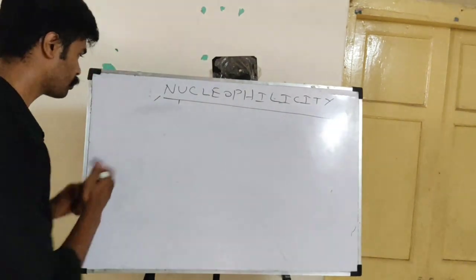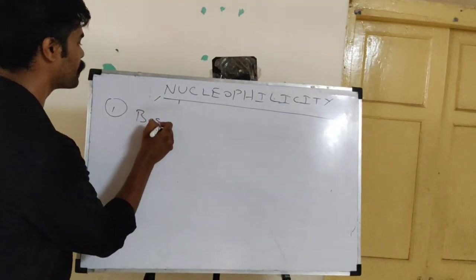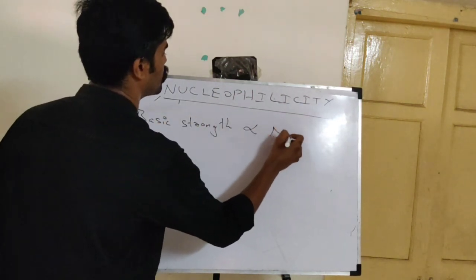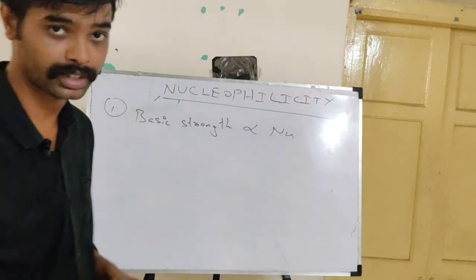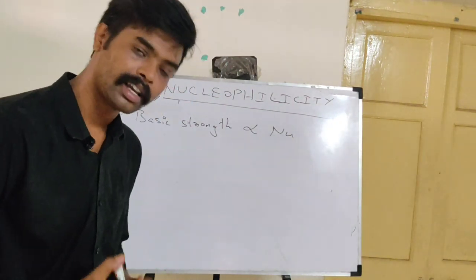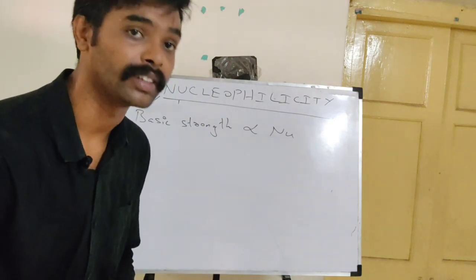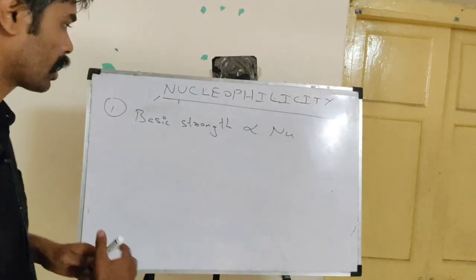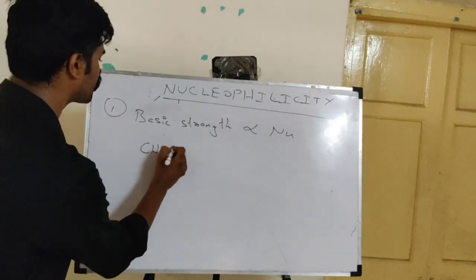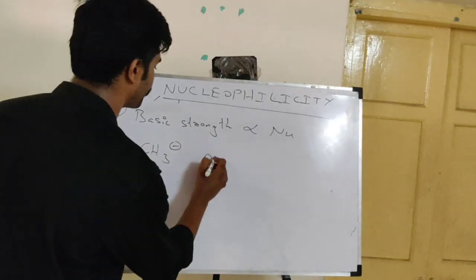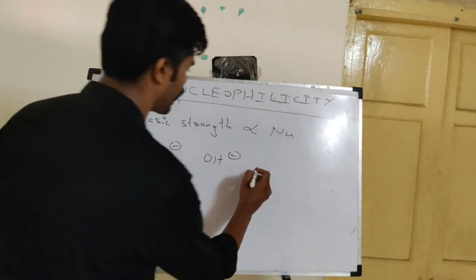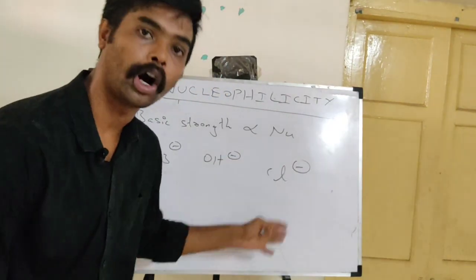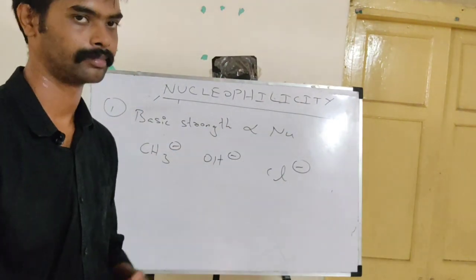First and foremost, basicity or basic strength is always proportional to the nucleophilicity. So what I'm trying to tell you is that generally strong bases are good nucleophiles. They have high nucleophilicities. Now let me take some examples and then we'll work it out. Say for example, I have CH3 minus, OH minus, and Cl minus. I have to determine the order of their nucleophilicity.